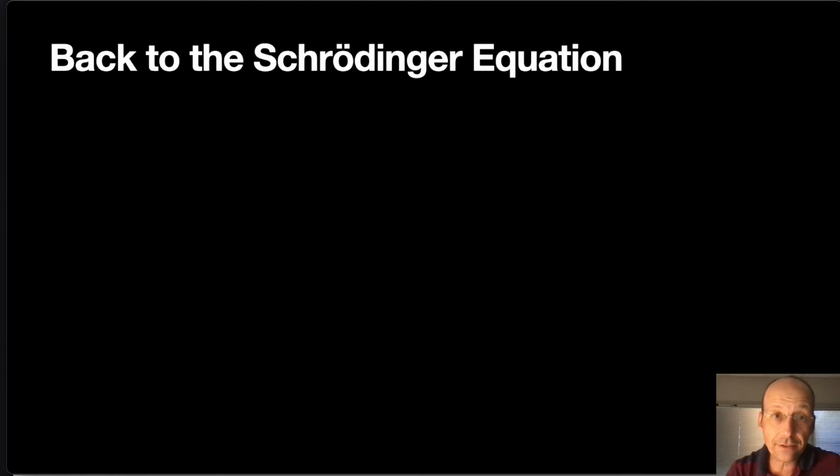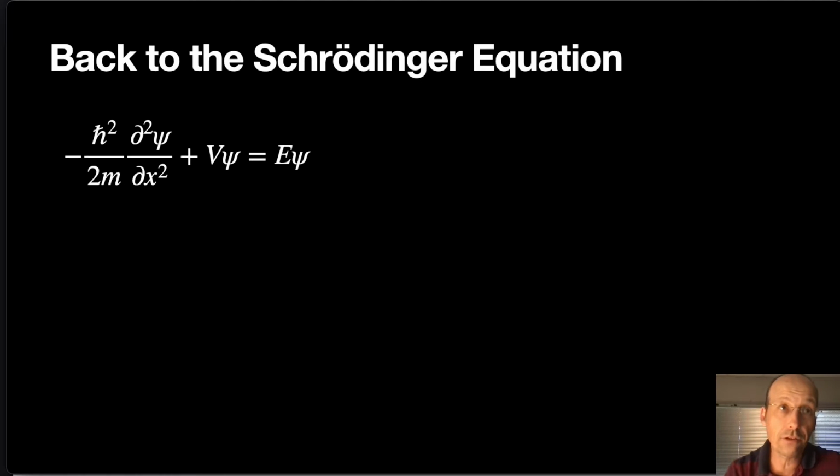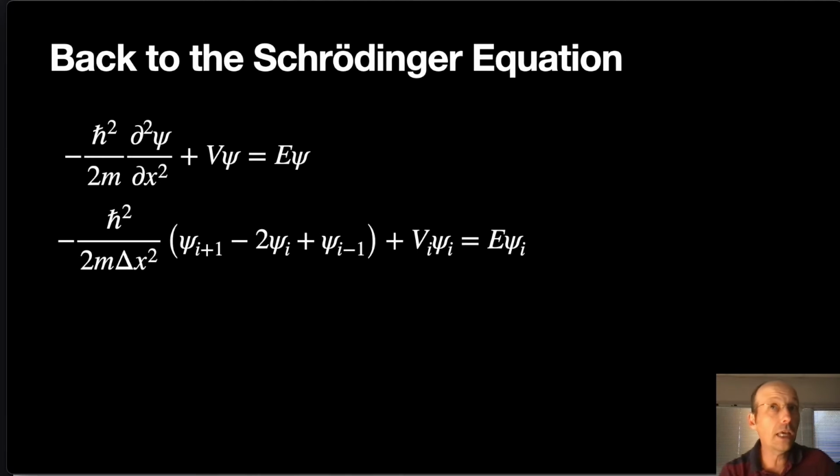Now I can go back to the Schrodinger equation. If I go back to the Schrodinger equation, which is this right here, I can replace that second derivative with a difference. So if I just put in my definition of the second derivative as a finite difference, I get that.